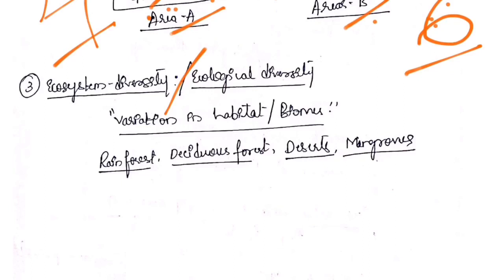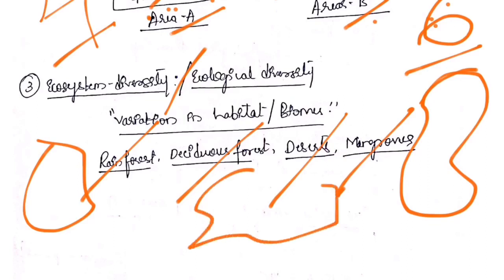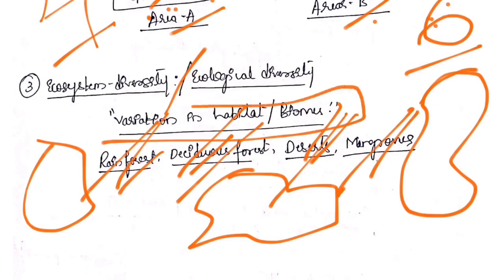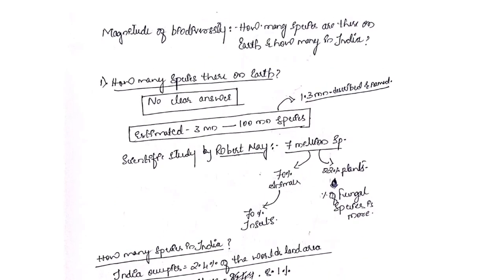So if we consider India, all throughout India, we don't have the same environmental conditions. In some areas, there is rainforest. In some areas, there is deciduous forest. In some areas, there is desert. In some areas, mangroves. Within India, I'm not talking about the whole world. Within India, we have different habitats. This is what ecological diversity is. Variation at the level of habitat or biomes is called ecological diversity.